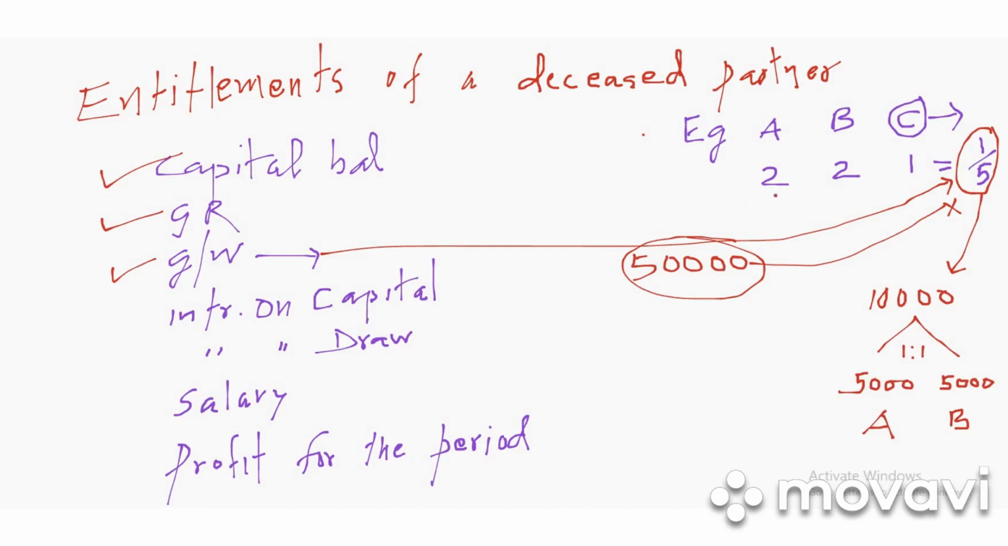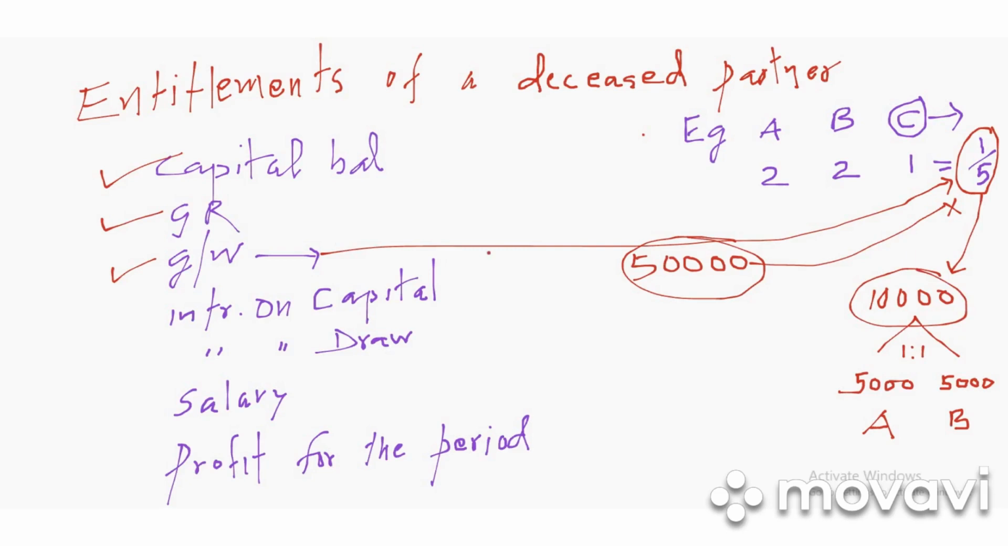You can see this 10,000, the share of the deceased partner's goodwill, will be borne by the gaining partners A and B in this case. So they will be dividing this amount 5,000, 5,000. A should bring 5,000, B should bring 5,000. This 5,000 and 5,000 will come as a deduction from the capital account, and C will be getting 10,000 rupees, 5,000 from A, 5,000 from B, total 10,000 rupees. It will go to C's capital account, the deceased partner's share. So that is the accounting treatment of goodwill.